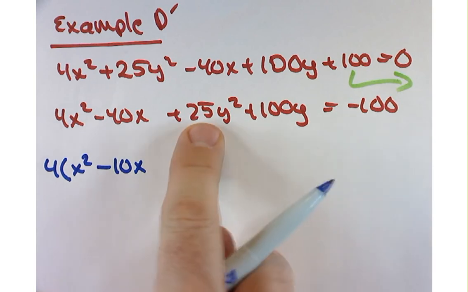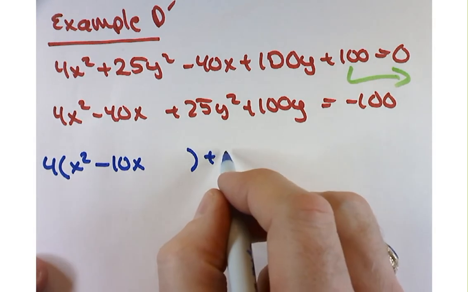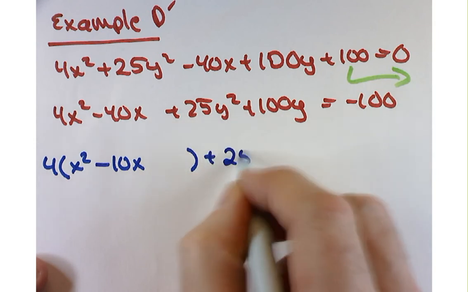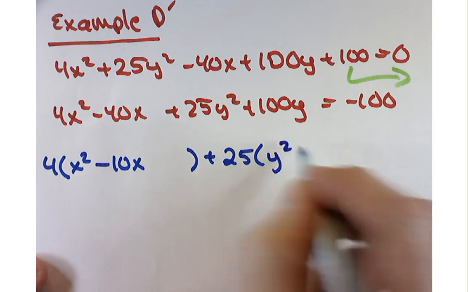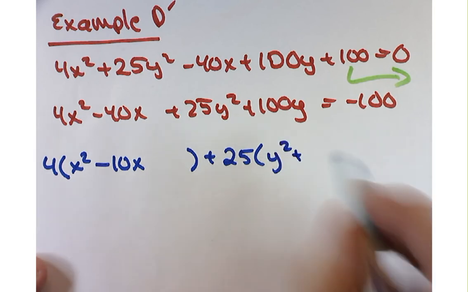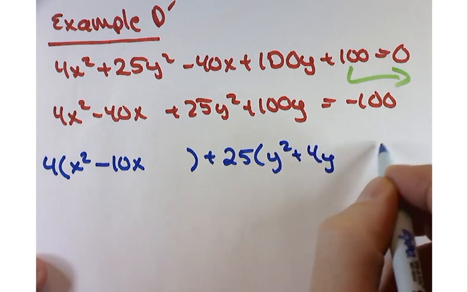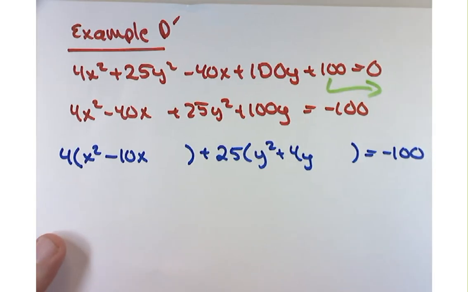We're going to do the same thing with our y squared term. I want the coefficient of my y squared term to be a 1. So what should I factor out of this? 25. Thank you, David. If I factor out a 25, that leaves behind a y squared plus what? 4y. And then something else. I'll put that minus 100. That minus 100 is still there.